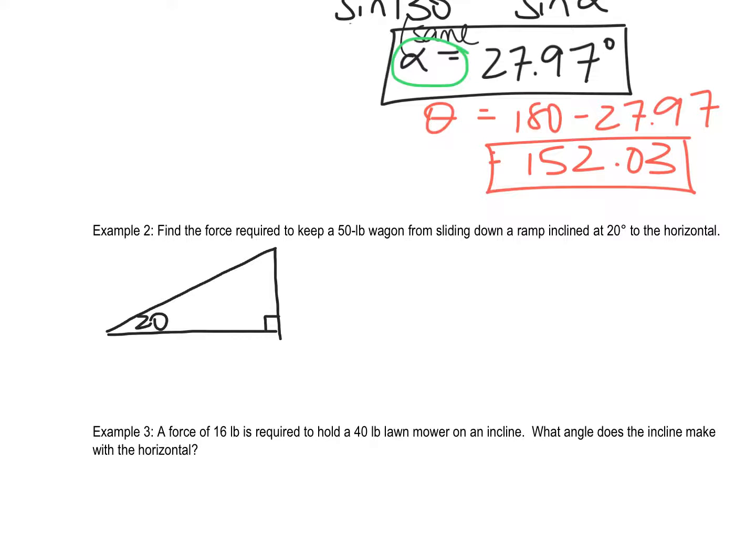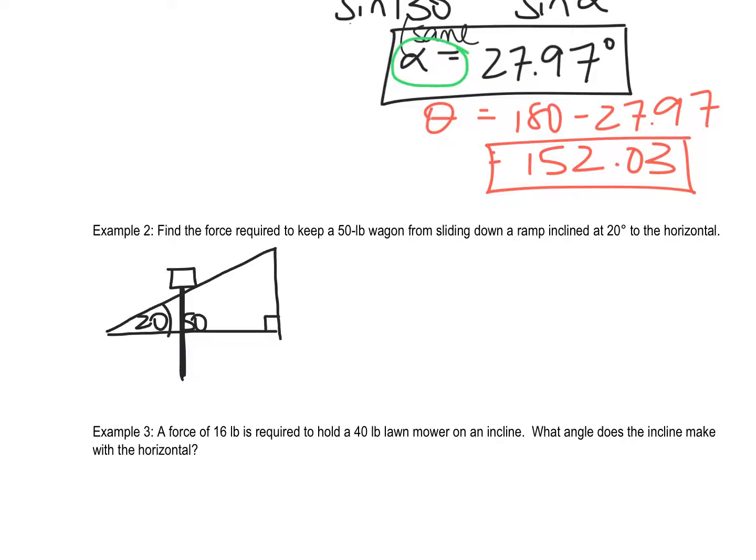This is 20. And I've got this wagon sitting on it, and the weight of a wagon is kind of the same thing as the force perpendicular to the ground, like gravity, how it forces you down to the ground. So I'm going to label that the 50. So the 50 is the force of the wagon, the 20 degrees is the angle here, okay?